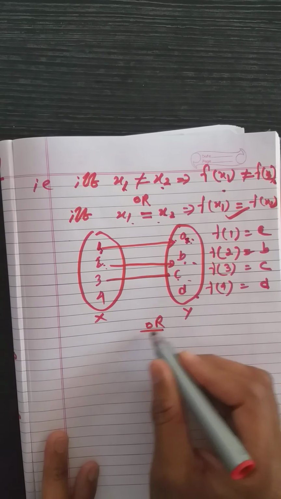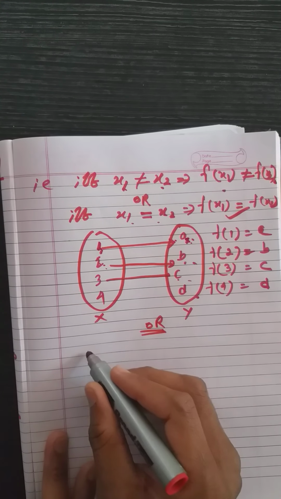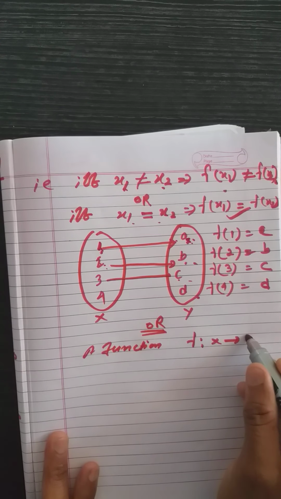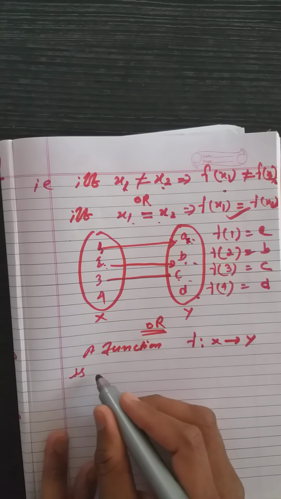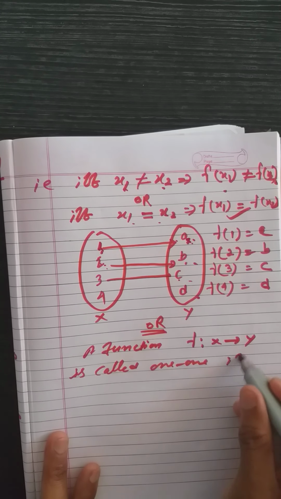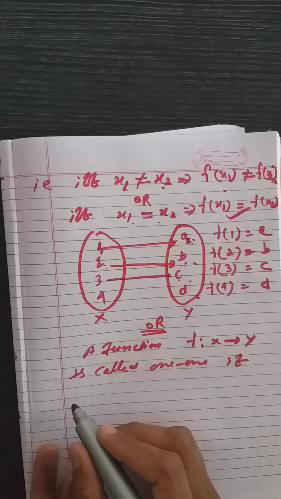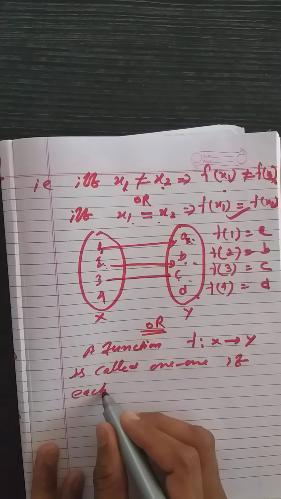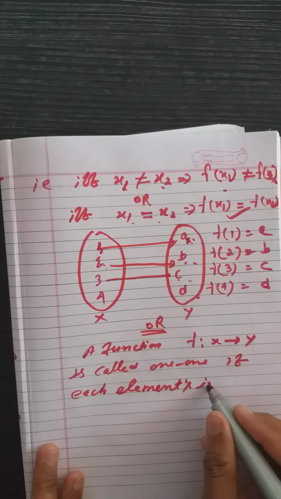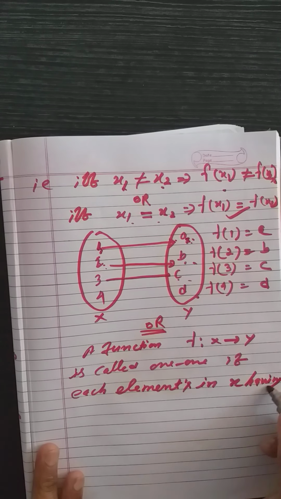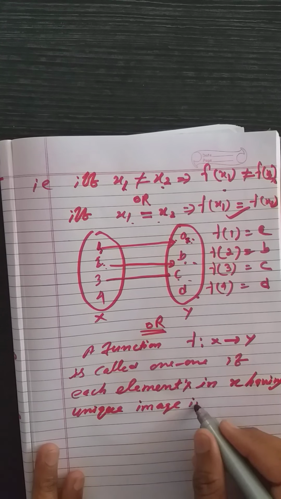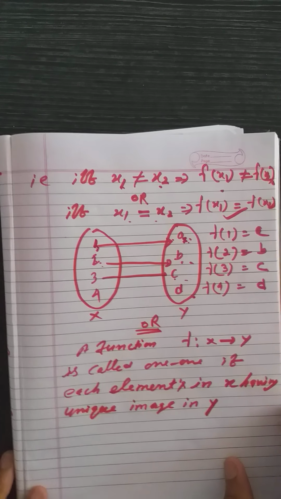Okay, we can also write the definition like that. A function f from X to Y is called one-one or injective if each element in X has a unique image in Y. I hope you understand this.